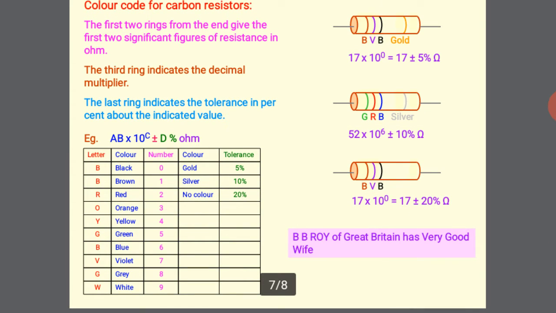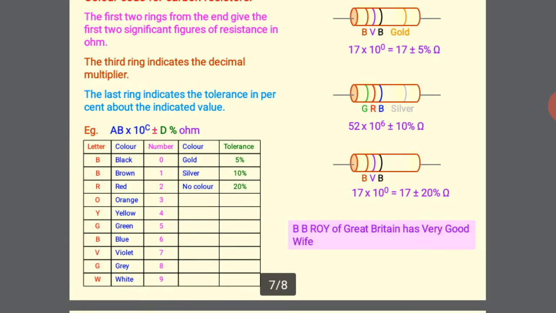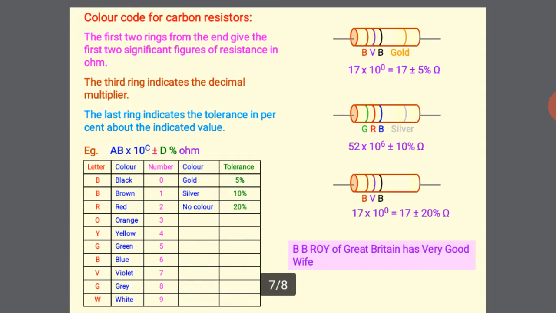So here is a table made in which the first B is for black, second for brown, R for red, O for orange, Y for yellow, G for green, B for blue, V for violet, G for grey, W for white. And in the second, the tolerance is given by gold, silver or no color. We can see here 4 bands of color shown in the first resistance, in which the first is B, the second one is V, the third one is B and the fourth color is gold.